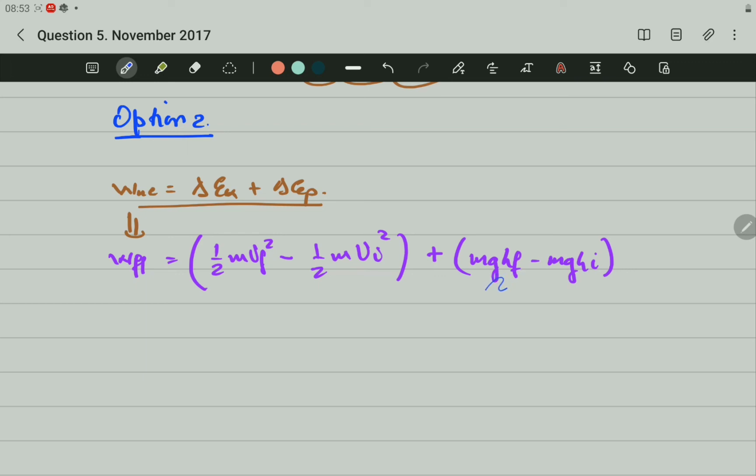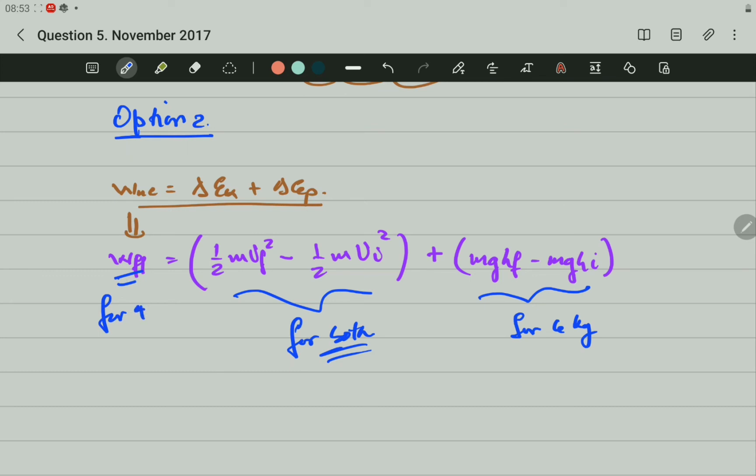So let's make that one clear. This is for 6 kg. This one is for both objects. Okay, so that is important. This is for 4 kg. Why? Because it's the only one that experiences frictional force. This one is for both because both of them change the speed of the object. And this one is only for the 6 kilogram block because it's the only one whose height changes.